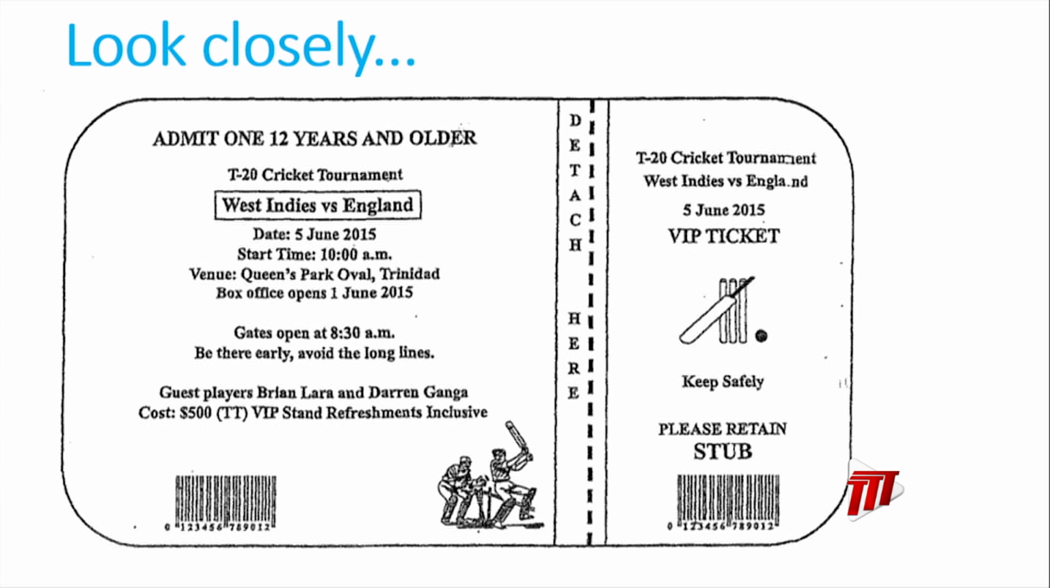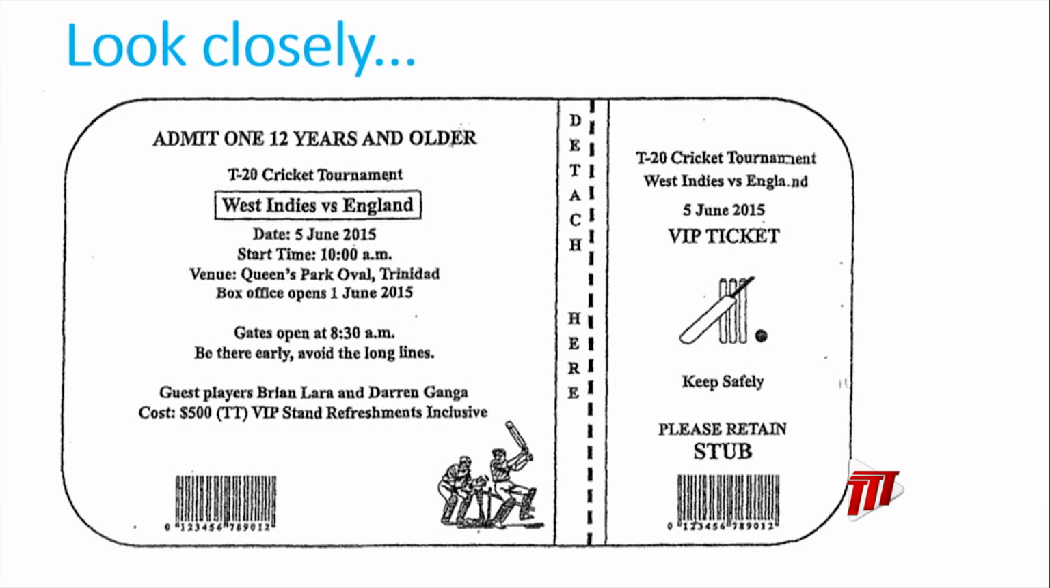The text continues and we see T20 cricket tournament, and after that West Indies versus England is presented to us in a border. Again, a border is another feature that is used to highlight information. So the information being highlighted here would be that the two teams that are playing in the competition would be the West Indies versus England. Then we have the other information that is presented, such as the date, the start time, the venue. We're also told that the box office, or where tickets would be sold, will be open from the 1st June.